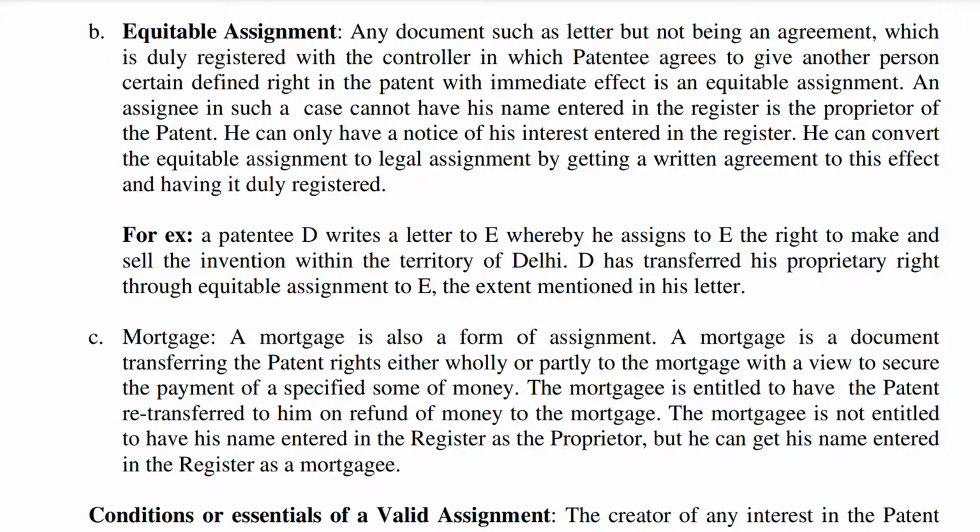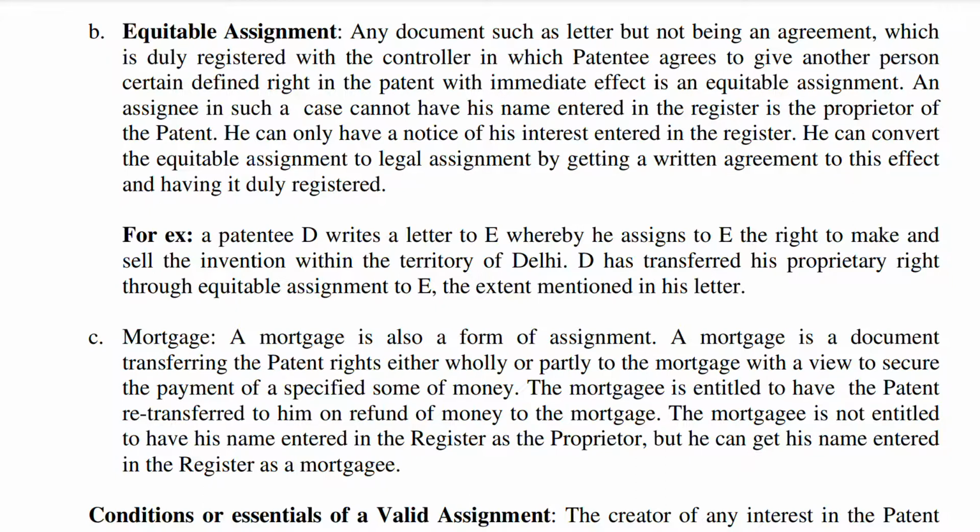duly registered. For example, a patentee D writes a letter to E whereby he assigns to E the right to make and sell the invention within the territory of Delhi. Now, D has transferred his proprietary right through equitable assignment to E, to the extent mentioned in his letter.